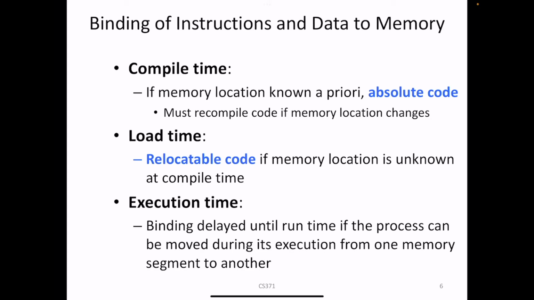The last type is execution time binding. Before the process executes on the CPU, the absolute addresses of the process are not decided, so the CPU is responsible for the address binding task. The binding is delayed until runtime so that the process can be moved during its execution from one memory segment to another. Commonly in today's operating systems, this task is implemented by hardware in order to improve efficiency.